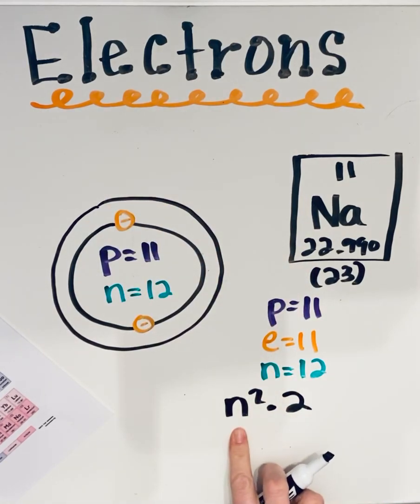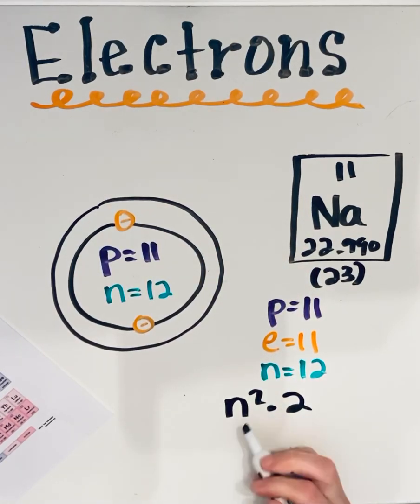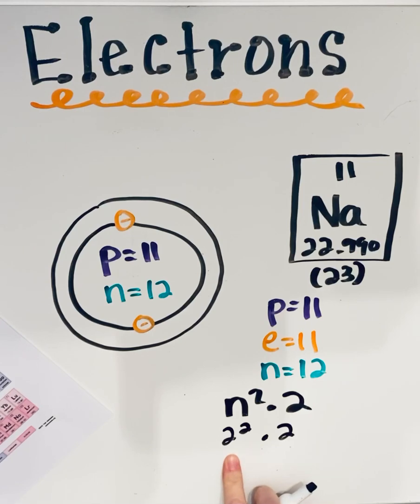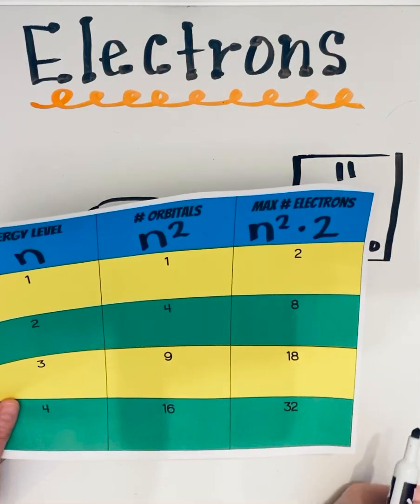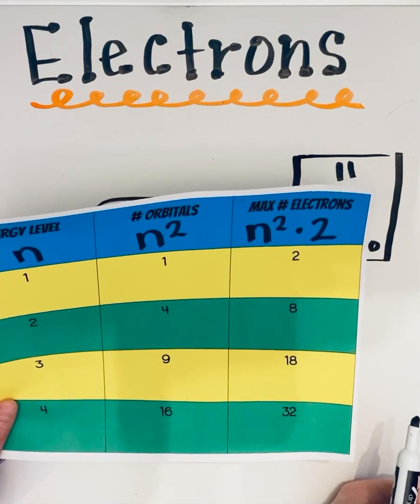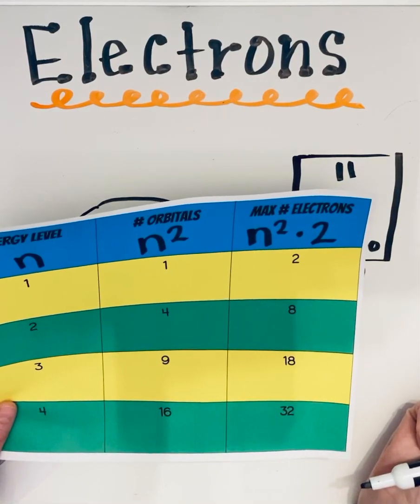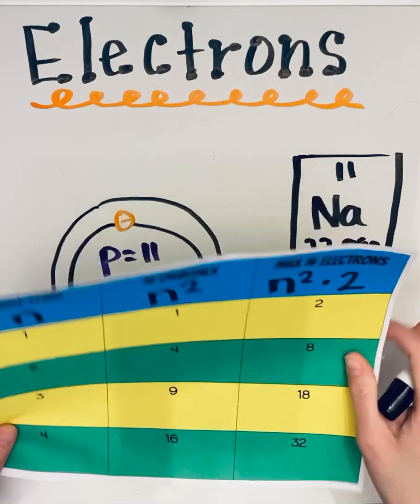So we're on floor 2. So 2 squared times 2. 2 times 2 is 4. 4 times 2 is 8. If you're not sure, feel free to keep looking back at this chart so you have this available to you in the slideshow in Google Classroom. I can only fit 8 electrons on that second energy level. So only 8 people can fit on that second floor.